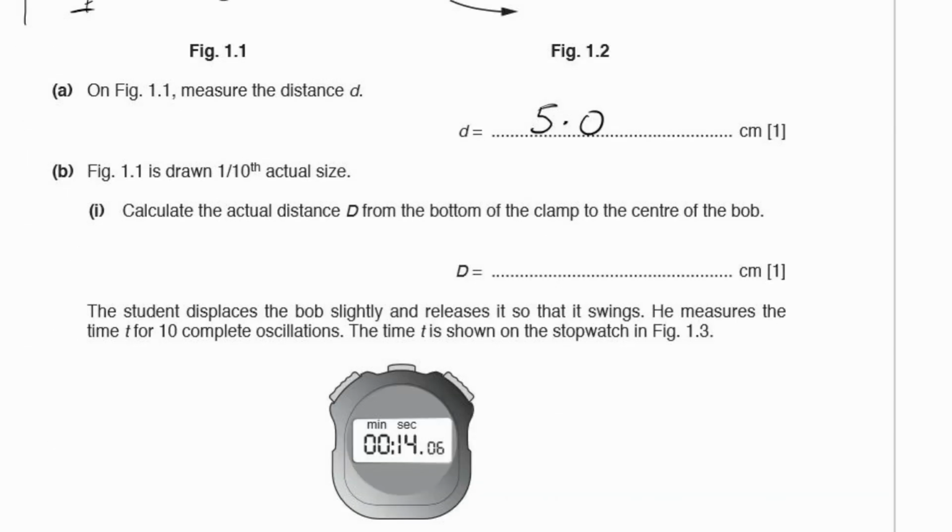No reflection on yourself, it's just the sizings will be slightly different. Right, now we're being told figure 1.1 is drawn 1/10 of the actual size. Calculate the actual distance d from the bottom of the clamp to the centre of the bob. Well, if it's 1/10 the size, then the actual size will be 10 times bigger. 5.0 centimetres times 10, which will give us 50 centimetres. And there we go. There's our answer.